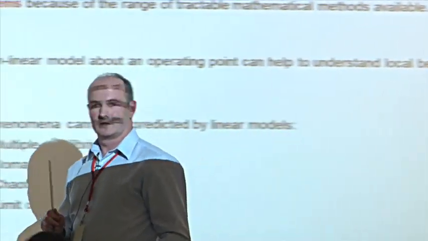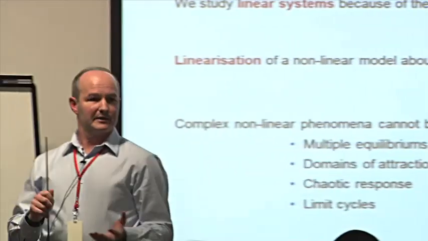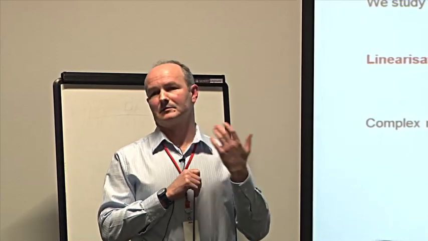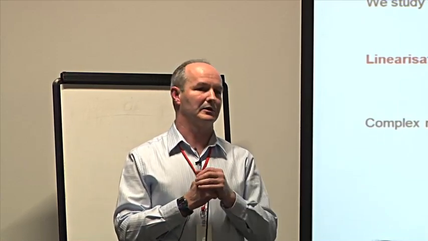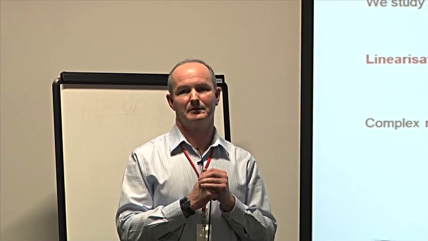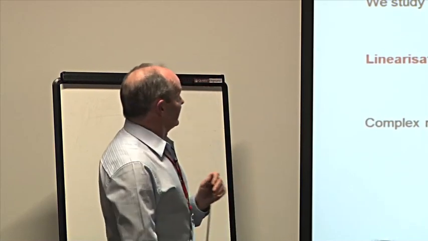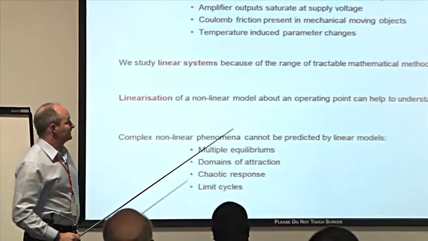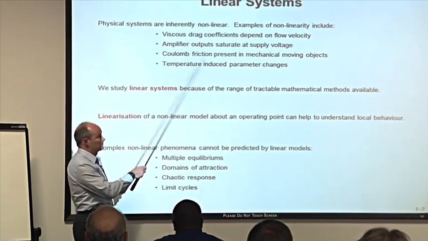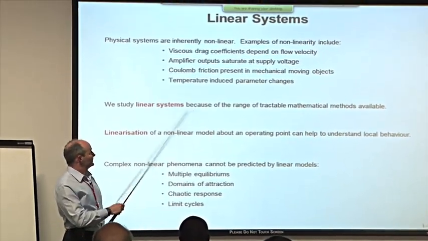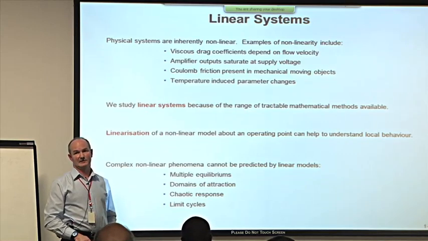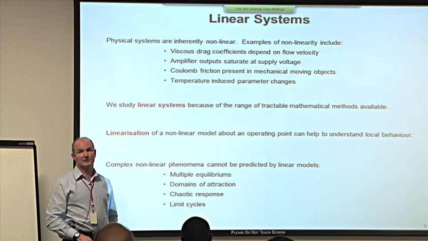I think we all realize that linear systems don't exist. They only exist in textbooks. But we like to make linear approximations to things because it makes the mathematics so much more tractable. It's so much easier to work with systems which are linear than it is to work with ones that are nonlinear. Some examples of nonlinearity, because of course we're approximating reality by doing this, are things like viscous drag, amplifier saturation, Coulomb friction, temperature-induced parameter changes. Linear models can't capture those sorts of effects. So we are at best making an approximation.